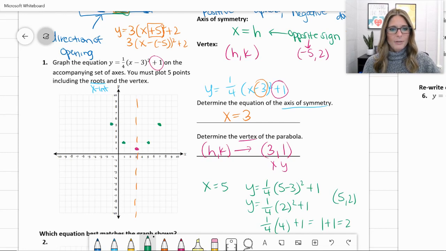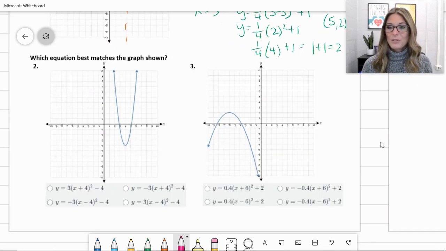So here's our parabola. Connecting my points here, I'm going to get that nice curve shape of our parabola. And so we have completed graphing our vertex form. We did not have any x-intercepts or any roots on this one, but you did get a chance to see how to graph that one by hand. Moving down, we've got those multiple choice questions again, but this time in vertex form.